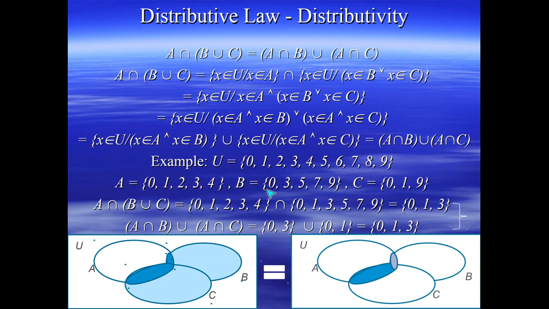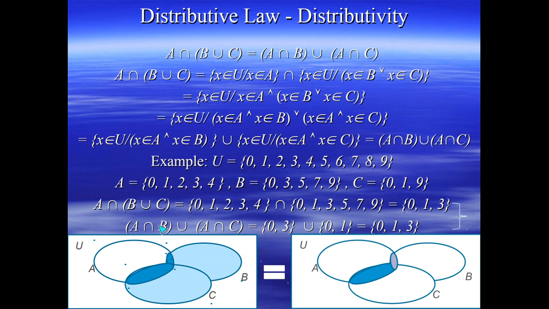And the numeric example, U is again the Arabic numerals. A is 0, 1, 2, 3, 4. B is 0, 3, 5, 7, 9. C is 0, 1, 9. What is A intersection, in parentheses, B union C? So I will unite B and C: 0, 1, 3, 5, 7, 9. And I will intersect it with A: 0, 1, 2, 3, 4. Intersect, I take the common elements: 0, 1, and 3. This is A intersection, in parentheses, B union C.